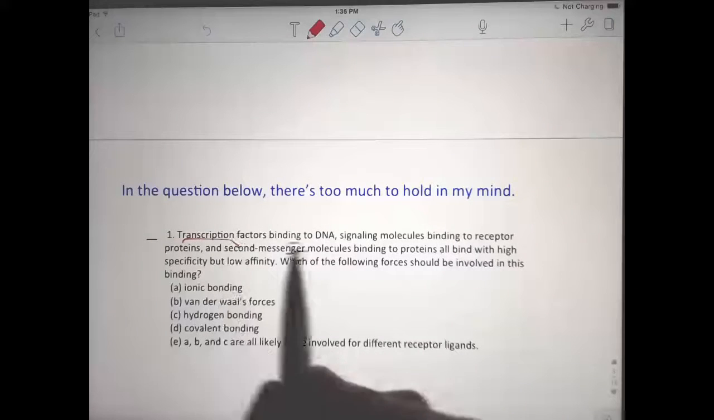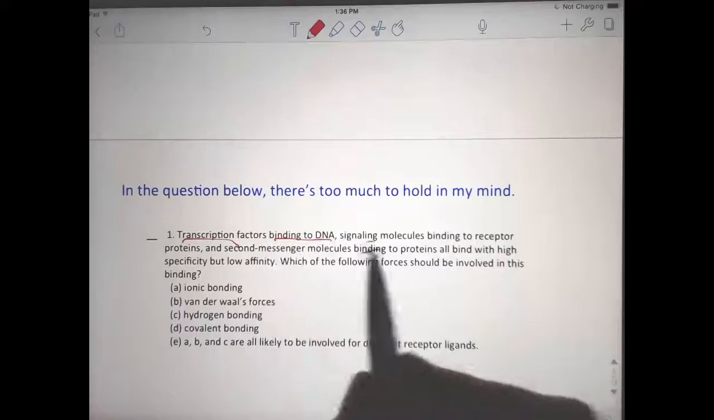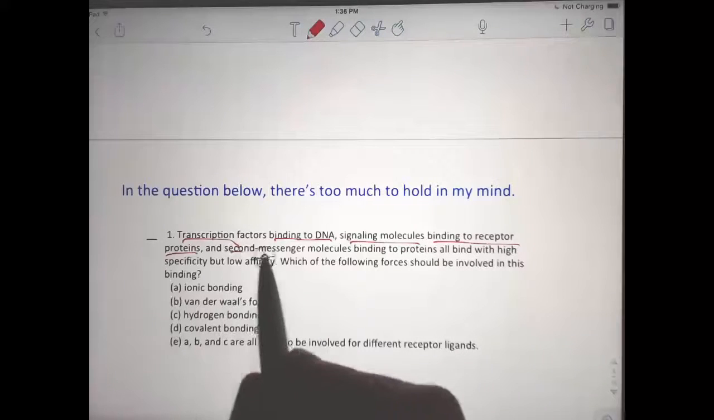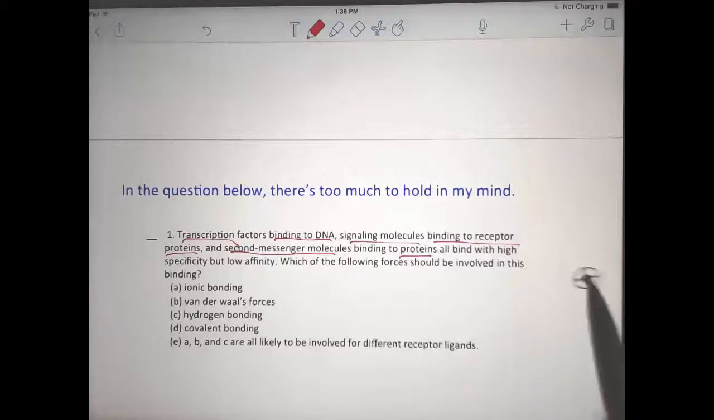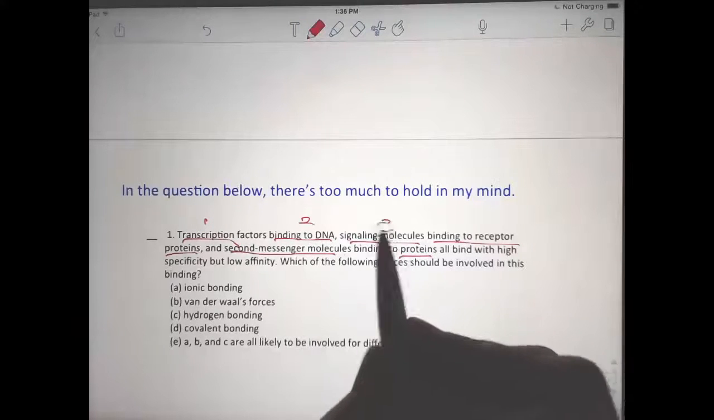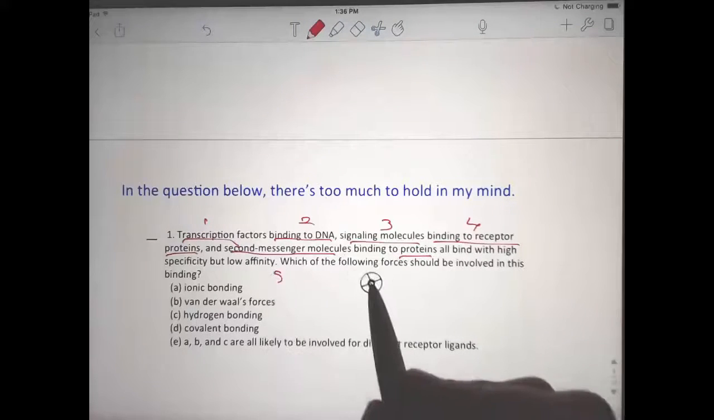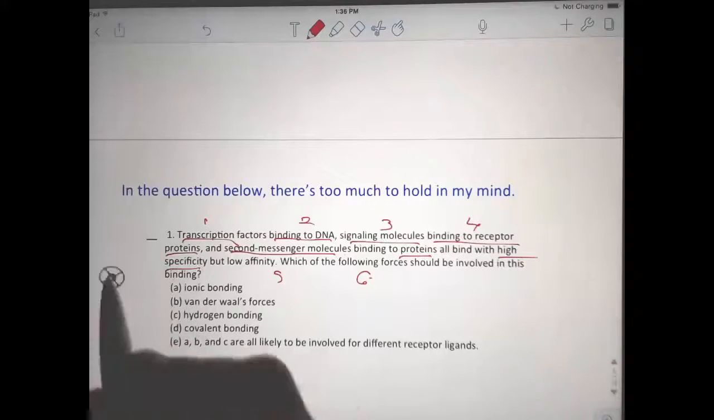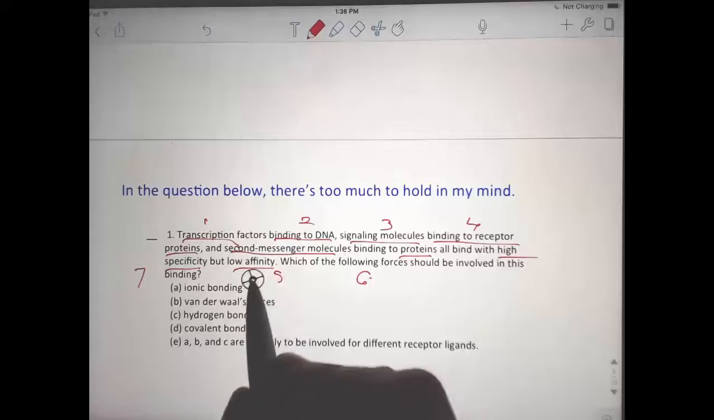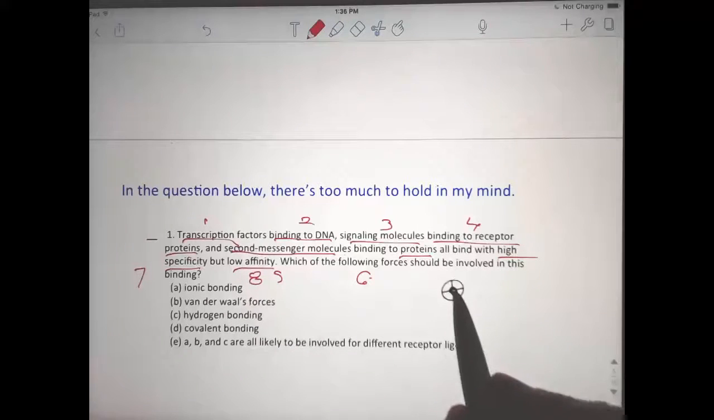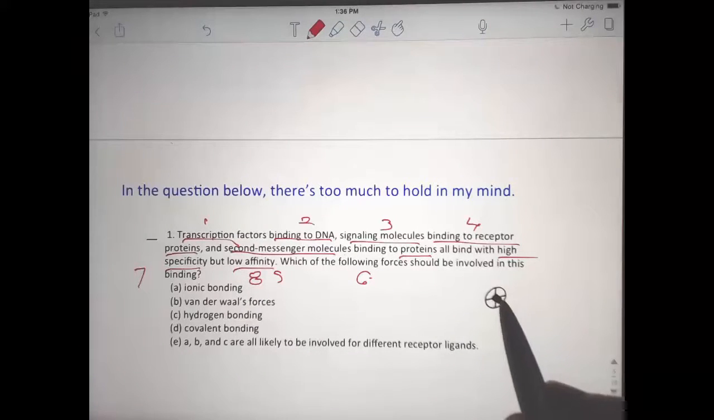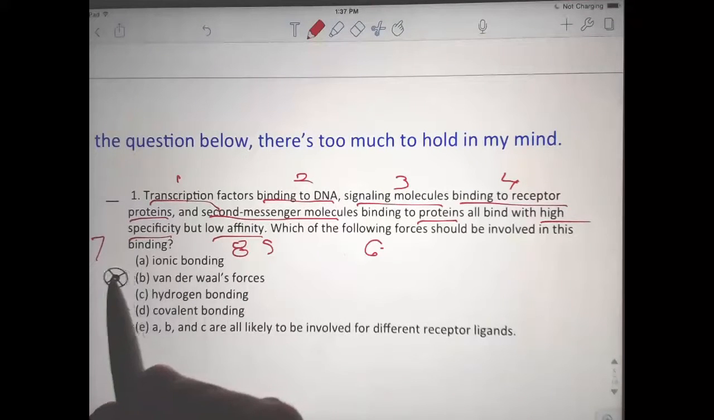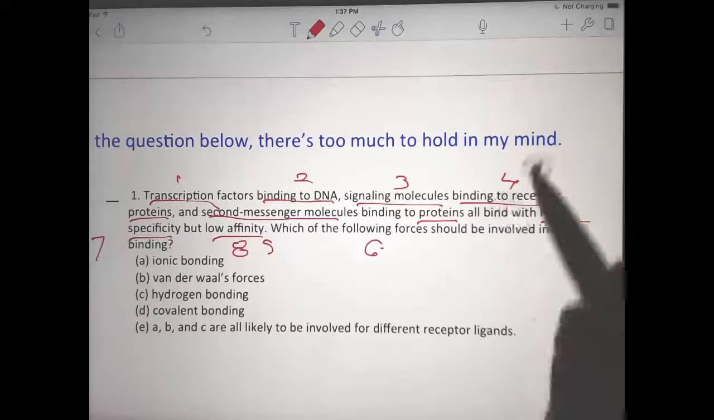We have transcription factors. They bind to DNA, signaling molecules. They bind to receptors. There are second messenger molecules. They bind to proteins. 1, 2, 3, 4, 5, 6 different things. They bind with high specificity, that's 7, and low affinity, that's 8. Which of the following forces should be involved in binding? As you're thinking about this question, you still have to think about the answers, each of these, in relation to these 8 pieces.